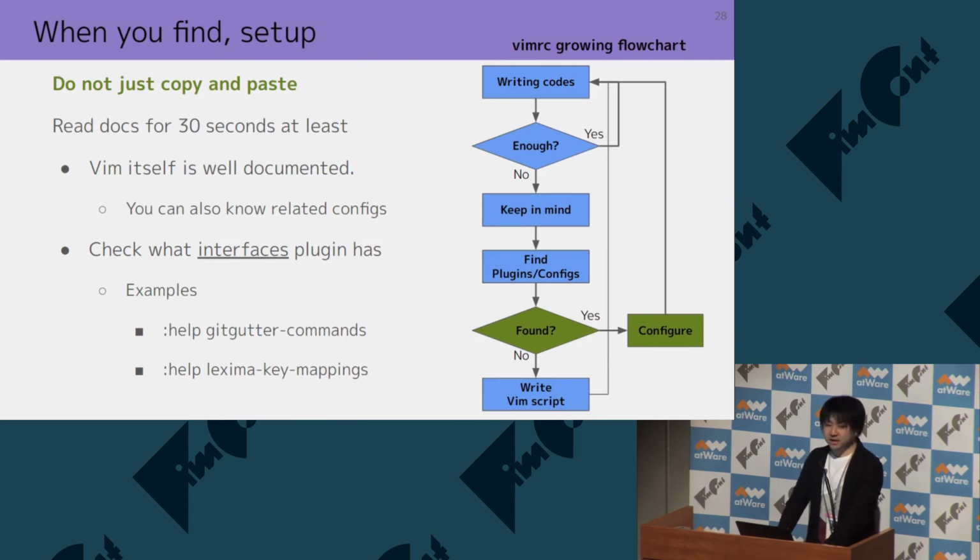I have seen some people just copy and paste the config from an article or someone's vimRC, and they may not understand what they do well. So could you describe what almost every part of your vimRC does? I can, because I just read the documents when I set it up. Vim itself is well documented, so you can know related config from the documents. Similarly, many plugins have documents, also referred to via the help command. I recommend checking the interface, such as command, mapping, and function, before installing and using a plugin.